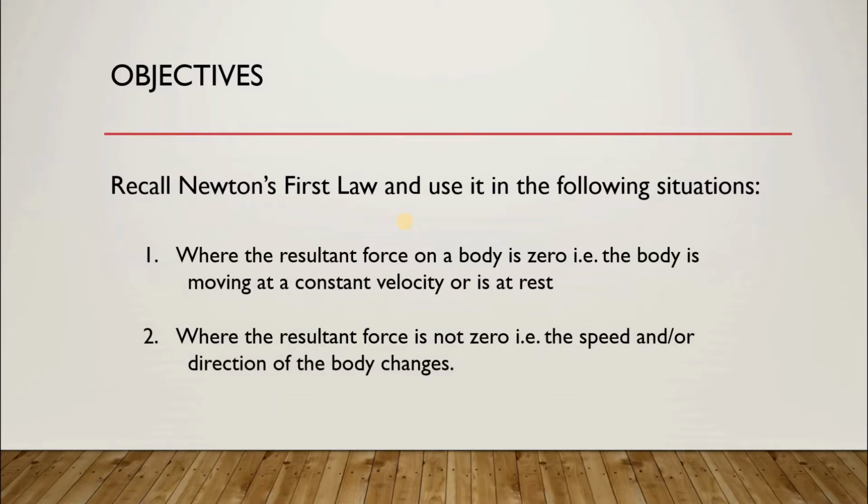I'll just read it out again. So it's just recall Newton's first law, where the resultant force on a body is zero, i.e. the body is moving at a constant velocity or is at rest, and where the resultant force is not zero, the speed or direction of the body will change. Okay, and I'll discuss this with some examples before I show you which additional videos there are to watch on Edpuzzle.